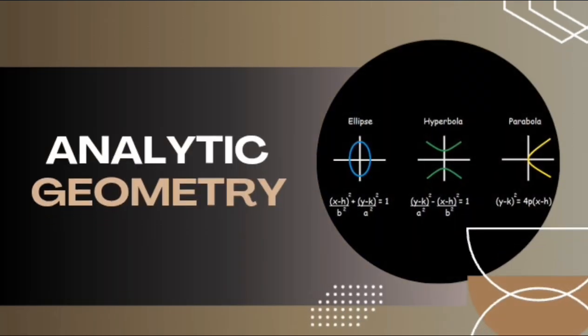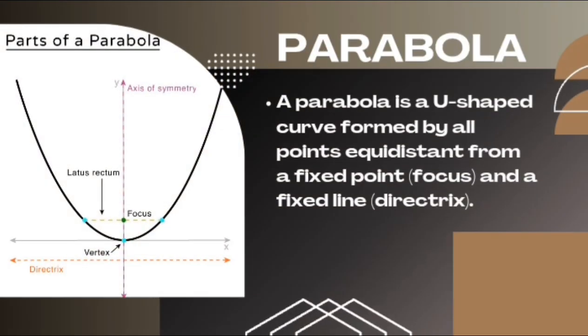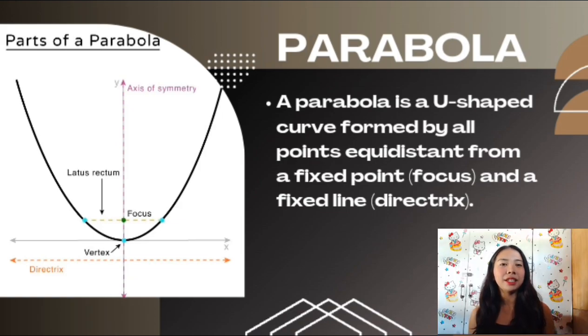Analytic geometry is all about using coordinates and equations to understand shapes and their properties. So let's start with parabola. A parabola is a U-shaped curve formed by all points equidistant from a fixed point, the focus, and a fixed line, the directrix. We'll explore how to find their equations and key features.